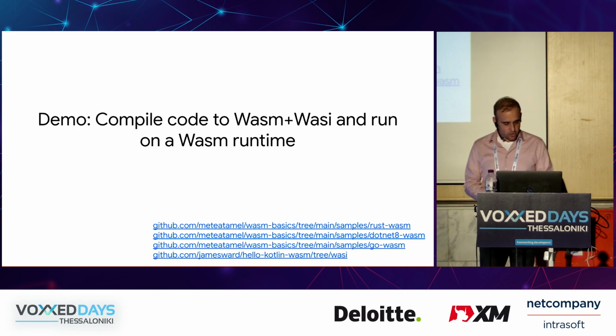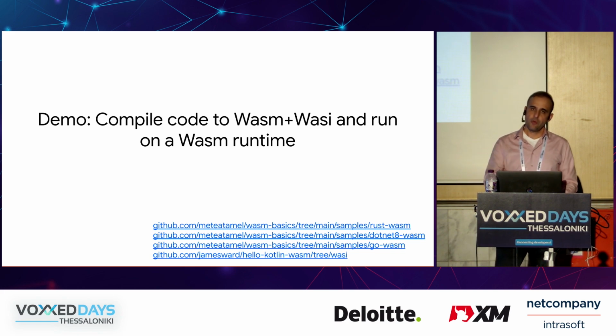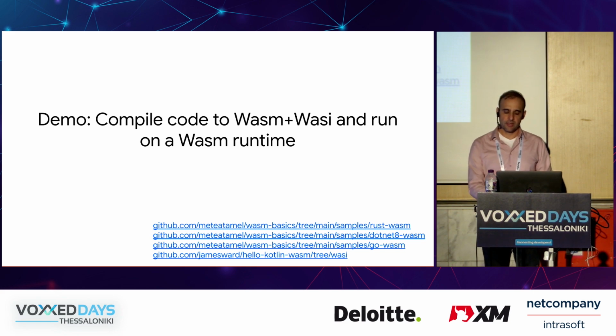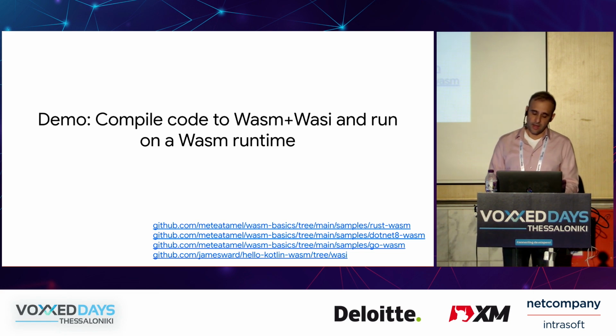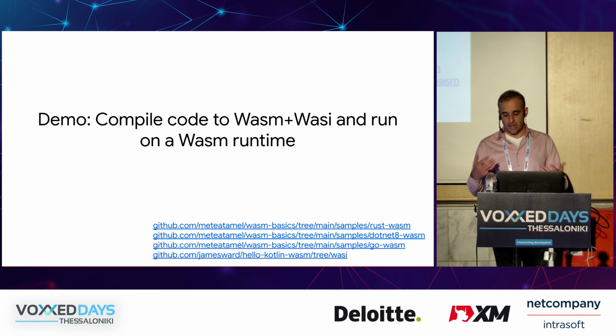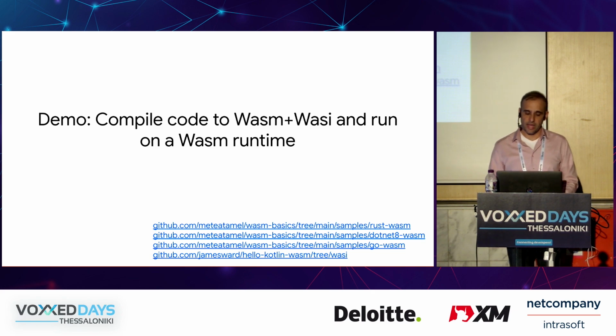All right, so I want to show you quickly now how you take a piece of code and compile it to a Wasm, WASI-enabled module and run it in a runtime. And how you do this depends on the language you're using. I have this repository where I show you how to do this in Rust, .NET 8, Go, Kotlin. And as I play more, I will add more languages, but it really depends on the language right now.